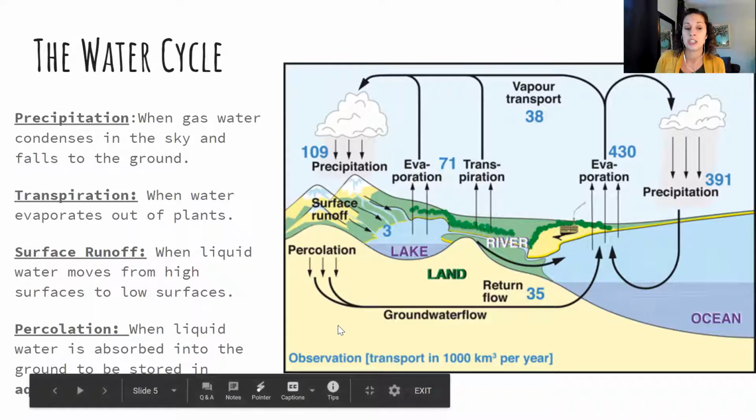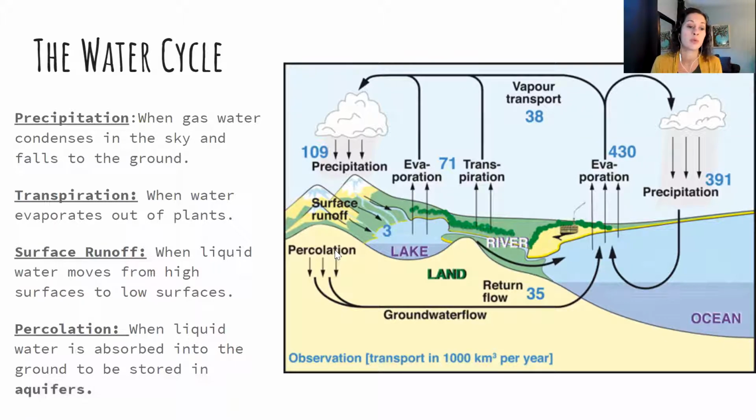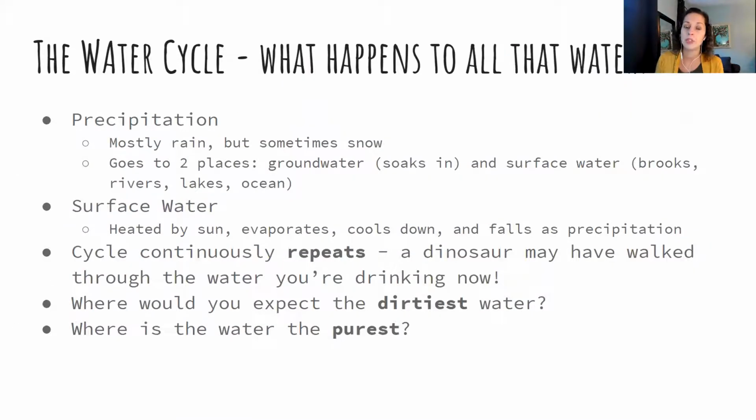And then there's percolation. This is when the liquid water is absorbed into the ground. Let's see, where is that here? Percolation is here. So that's when the liquid water is absorbed into the ground to be stored in aquifers, and that's underground water storage. So what happens to all the water? Precipitation is mostly rain, but obviously we know of other types like snow. It goes to 2 places. It either can go into groundwater or surface water.